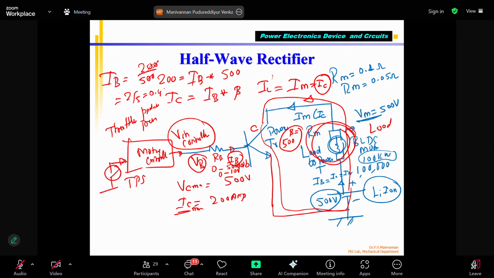Correct? It is going to 0.4 amps. IB should be 0.4 amps. Okay. So if I then, current we already know. My control voltage is coming from my motor controller. Correct? The motor controller will produce what voltage? VCM, the control voltage. Correct? It will vary from say 0 to 5 volts by my controller.